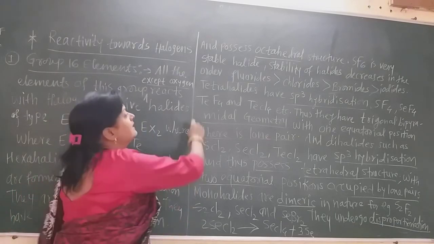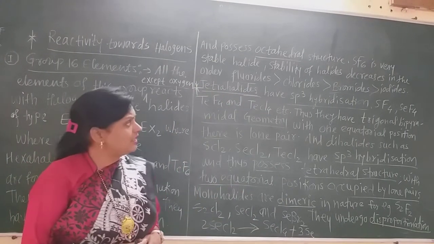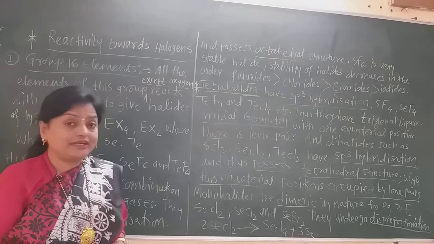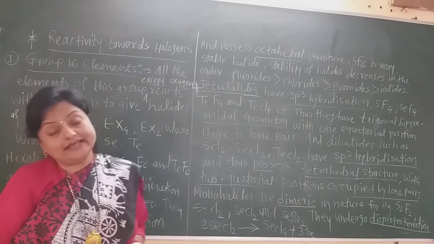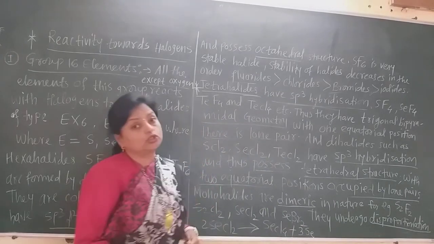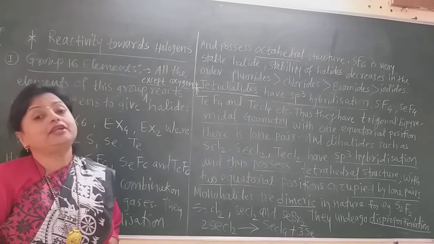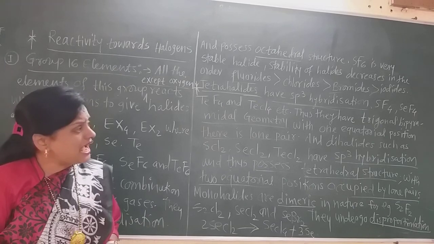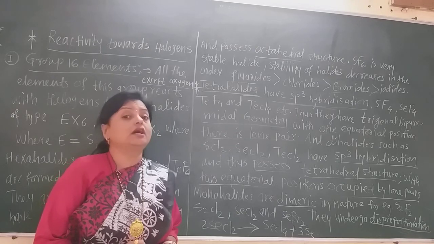Now let us see the tetrahalides of group 16 elements, such as sulfur tetrafluoride, selenium tetrafluoride, tellurium tetrafluoride. All these have sp3 hybridization. The central atom, sulfur, selenium or tellurium, undergoes sp3d hybridization and they have trigonal bipyramidal geometry, like that of ammonia.